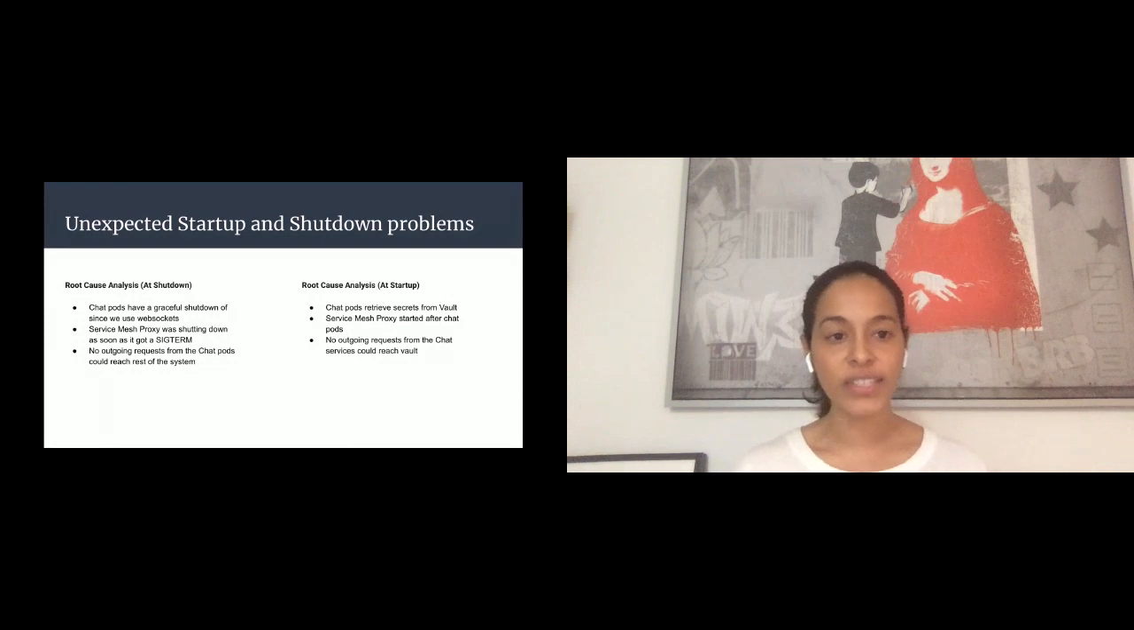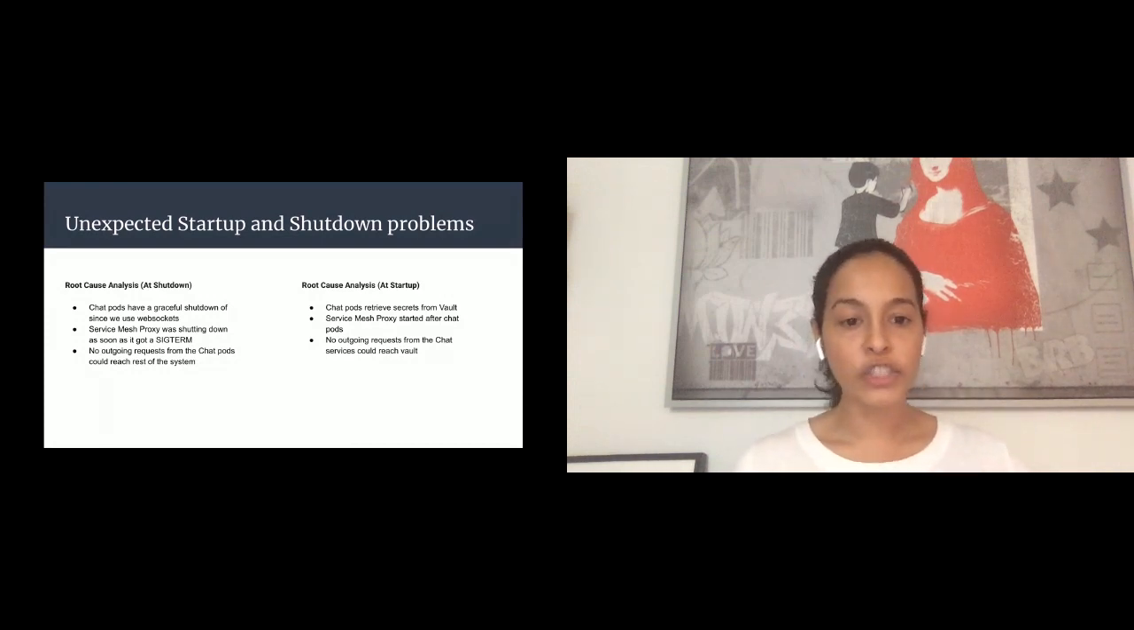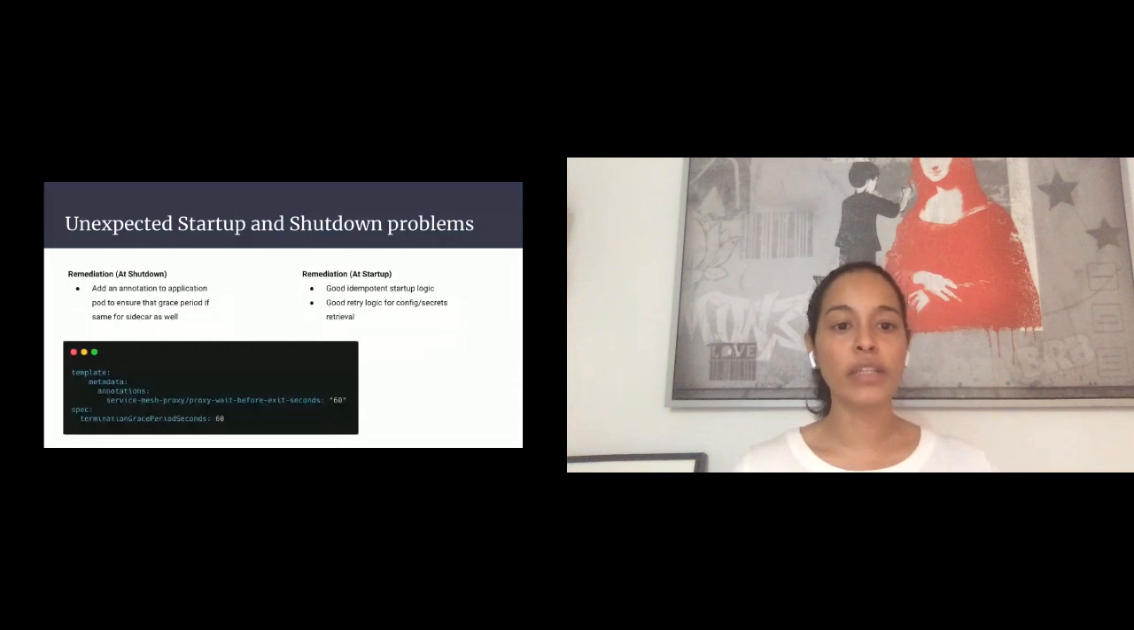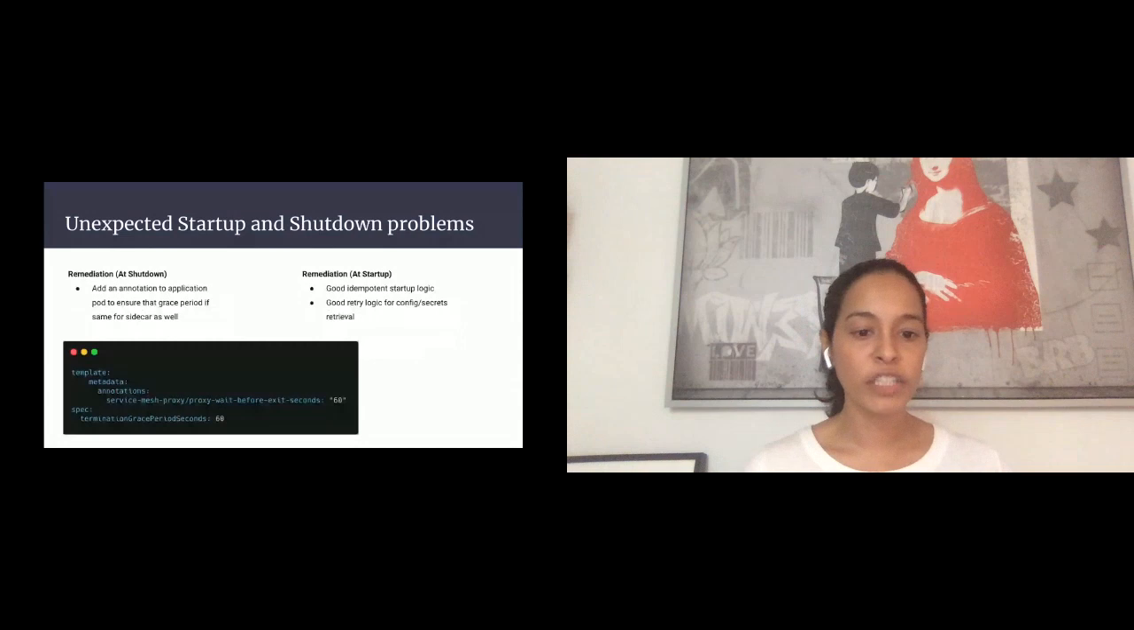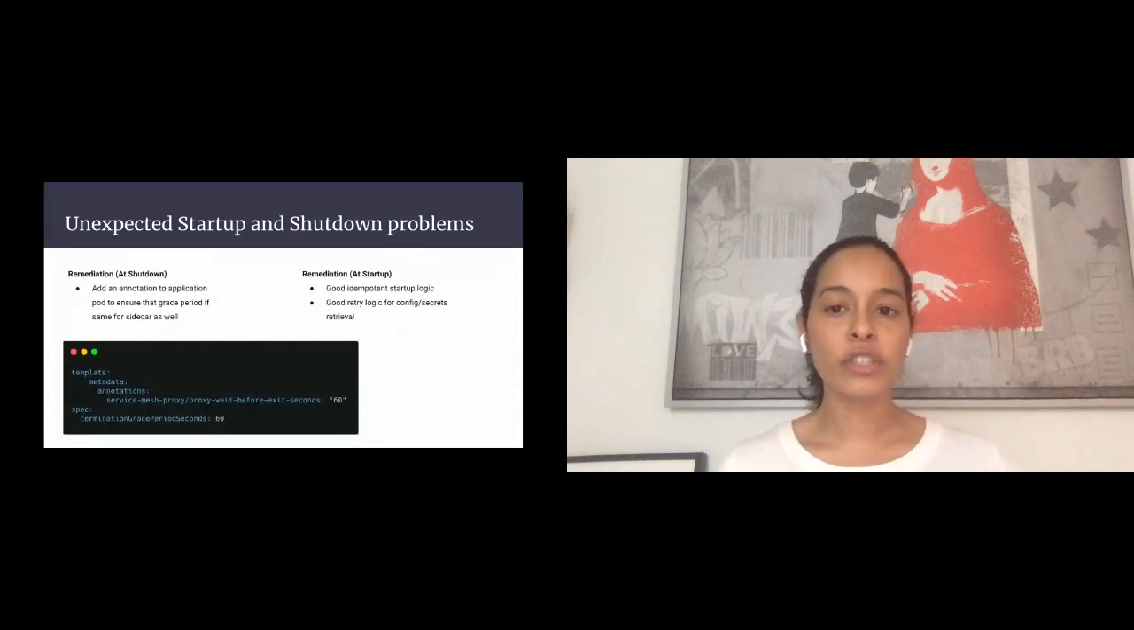So how do we fix this? At shutdown, it is simple. You have to add an annotation, and this is again the declarative nature. Add an annotation to the application pod to ensure that the grace period for the sidecar is the same. So you can see that the termination grace period for the application pod is 60. Similarly for the service mesh, it says wait before you exit for 60 seconds.